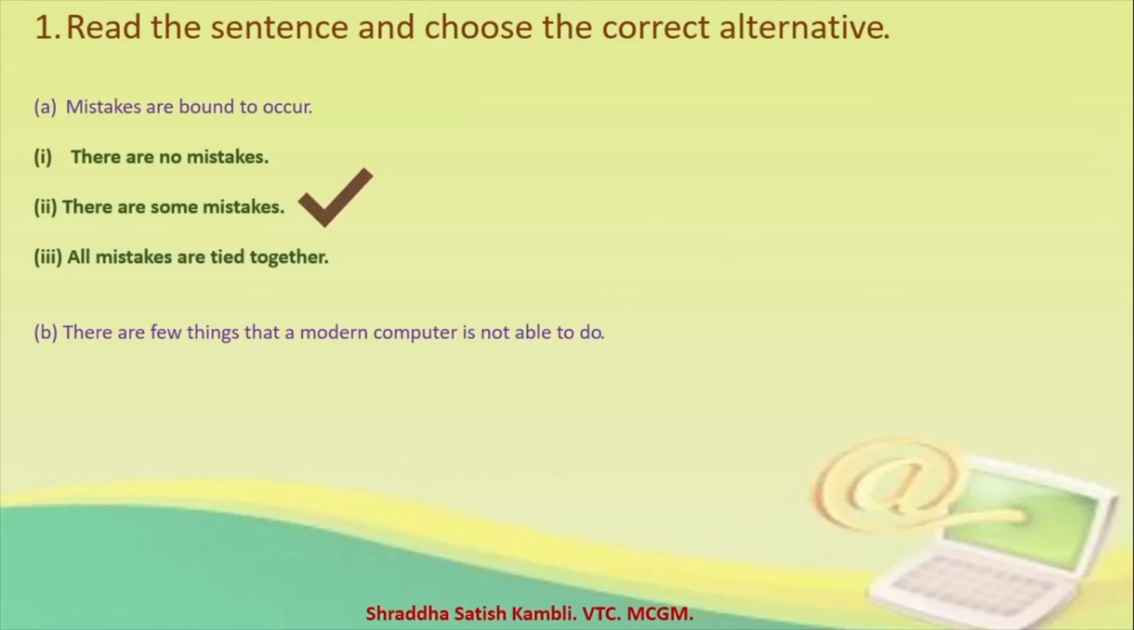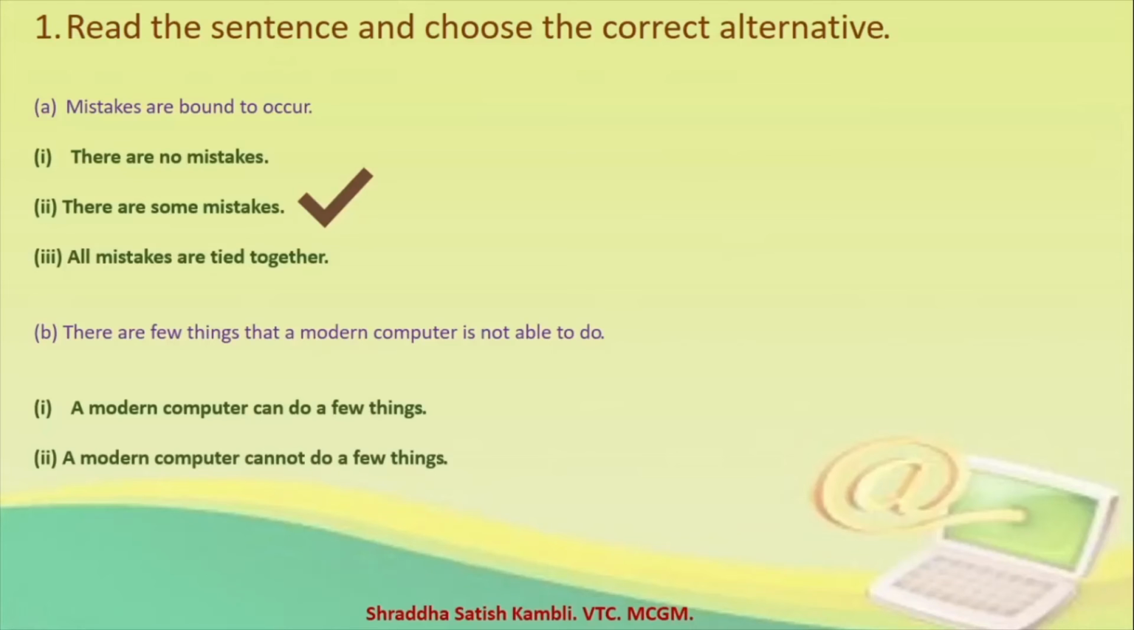Let us go to the next sentence now here. There are few things that a modern computer is not able to do. Does it mean a modern computer can do a few things? A modern computer cannot do a few things? Or a modern computer can do almost everything?